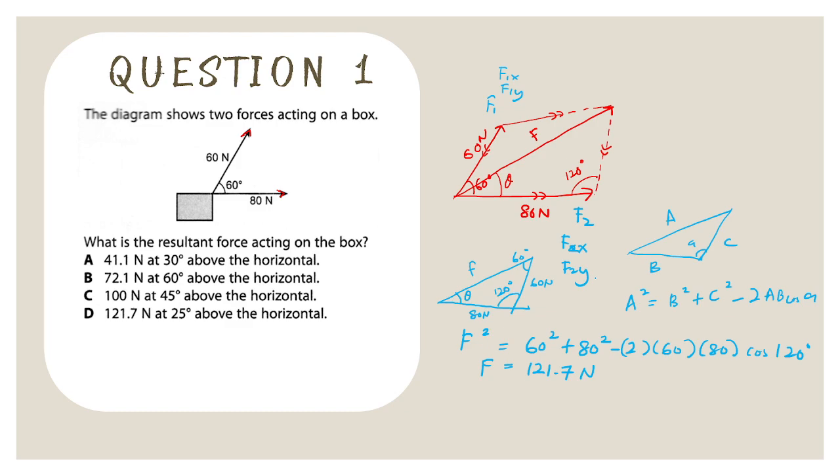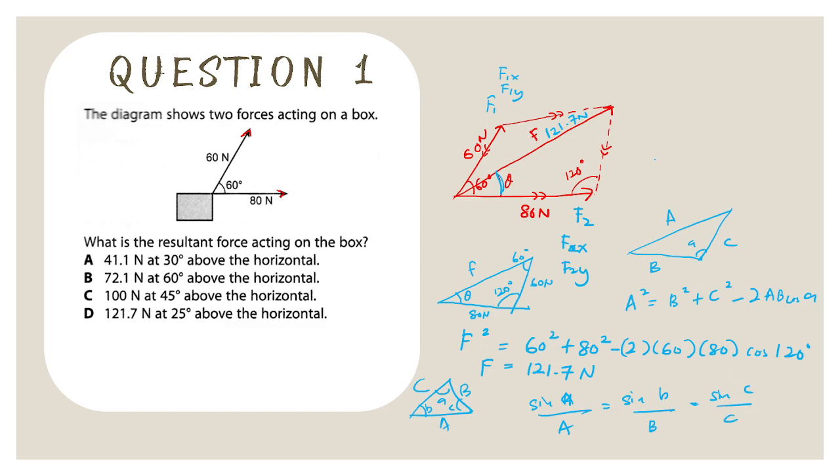So the magnitude of the resultant force is 121.7 Newton. Now we want to find the angle. For the angle we can use the sine rule. If we remember the sine rule, we have angles A, B, C opposite sides a, b, c: sine A over a equals sine B over b equals sine C over c.